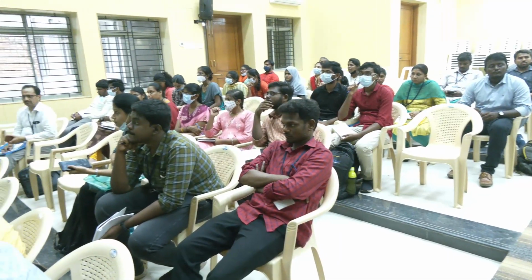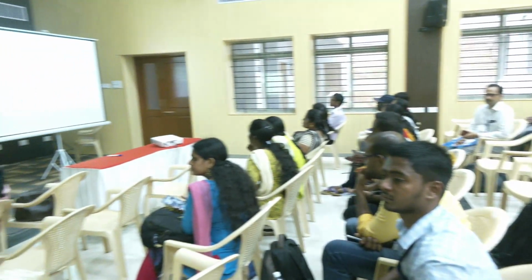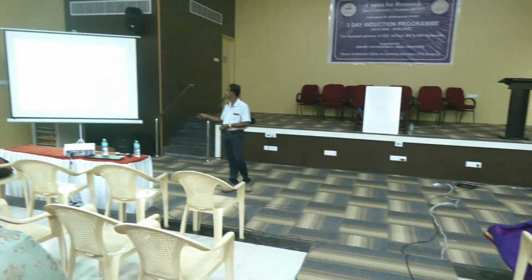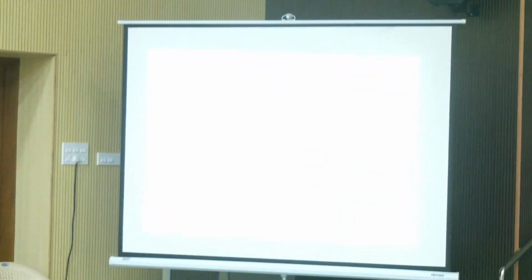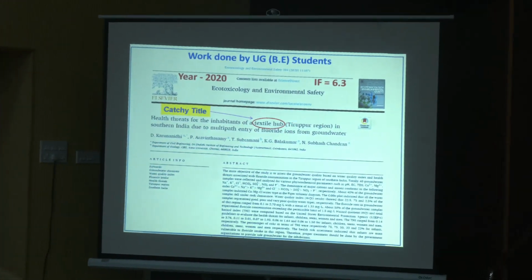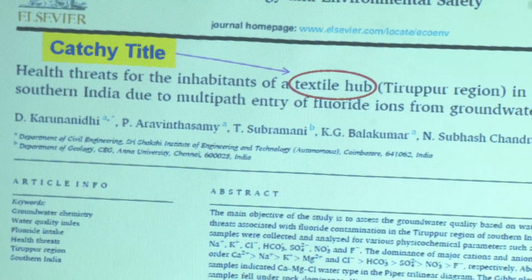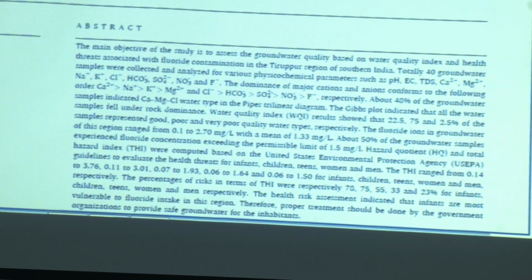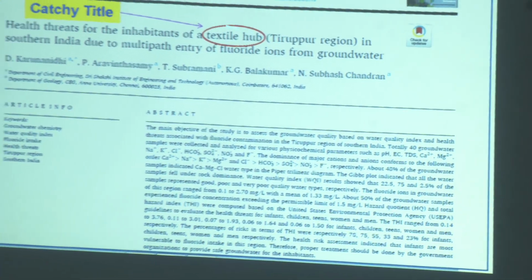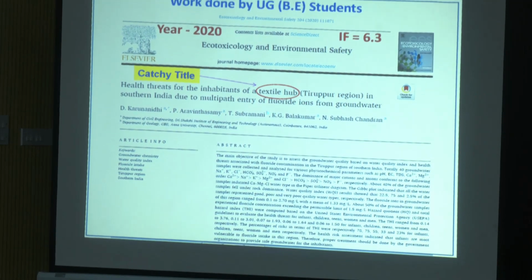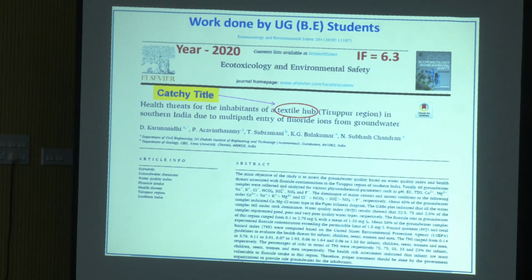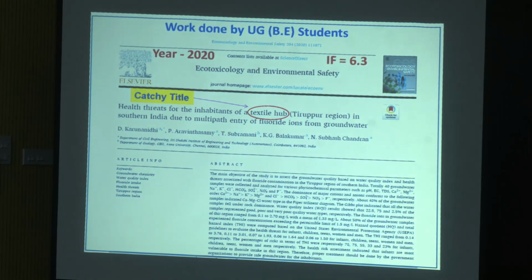So they have published another paper. You see, this work was also done by UG students. You see the impact factor, 6.3. It's another good journal, Ecotoxicology and Environmental Safety. Then the title should be very catchy, right? For example, this is the Tirupur region. You can use words like textile hub, Trans City, or white city, cement city. Like that you can give attractive names or words in the title. And this title should match the scope of the journal. Then only they will take your paper for review.